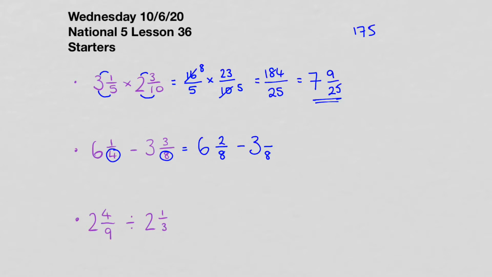Then to get the number on the top here, we've not done anything to the bottom here, so we don't do anything to the top either. So we've got 6 and 2 eighths, take away 3 and 3 eighths. So 6 take away 3 is 3. 2 eighths take away 3 eighths is minus 1 eighth. So 3 whole ones take away an eighth is 2 whole ones, and you've still got 7 eighths left.